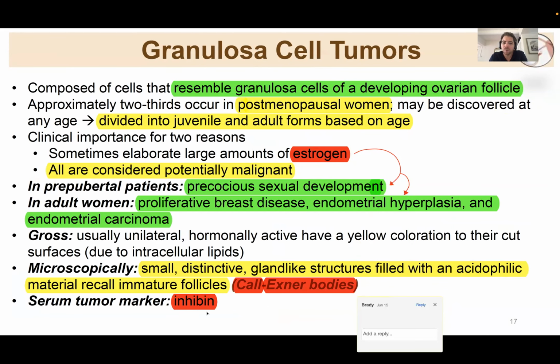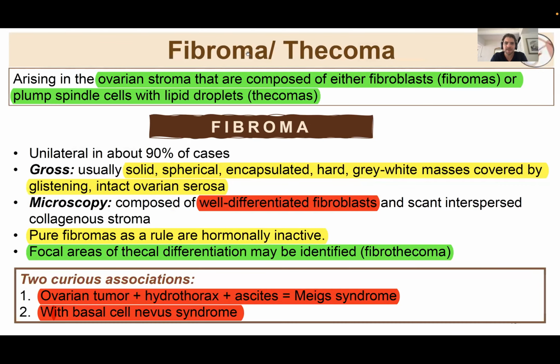elevated inhibin. Why elevated inhibin? Well, inhibin is made by these granulosa cells, right, to feed back on FSH. So you're going to get elevated inhibin. So if you see that, correlate that with these granulosa cells. Thecomas or fibromas, fibroma would make sense with elevation of fibroblasts. Not sure that this is super important.